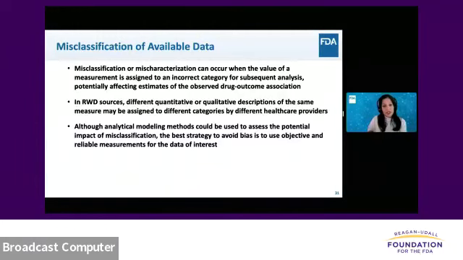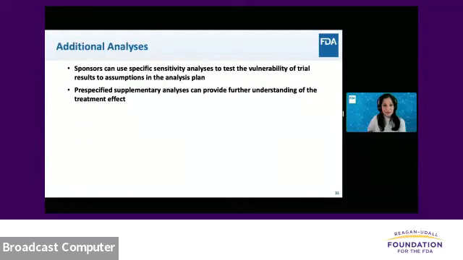Although we could use analytical modeling methods to assess the potential impact of misclassification, in general, the best strategy is to avoid this bias by using objective and reliable measures for the data of interest. Next slide, please.